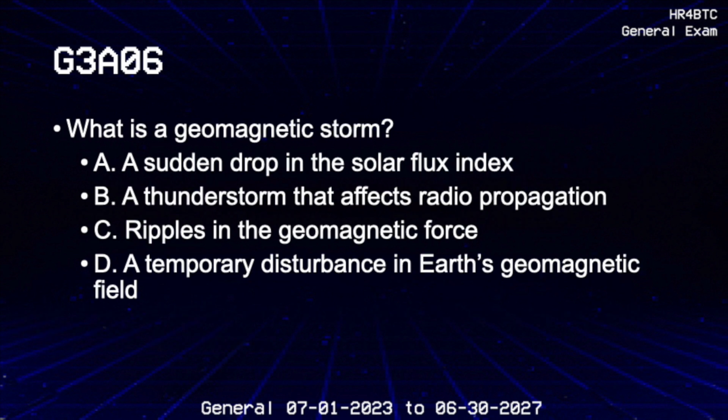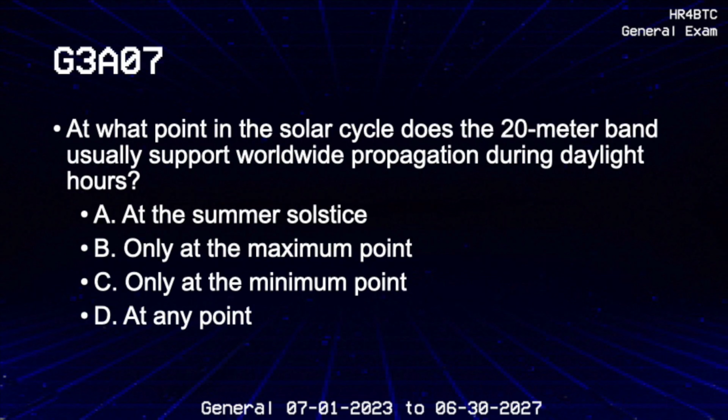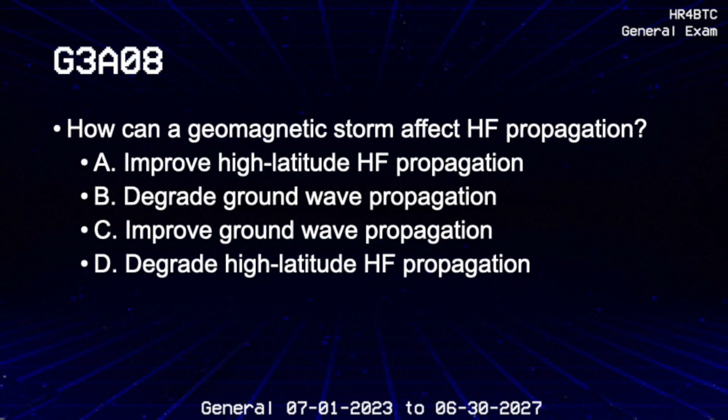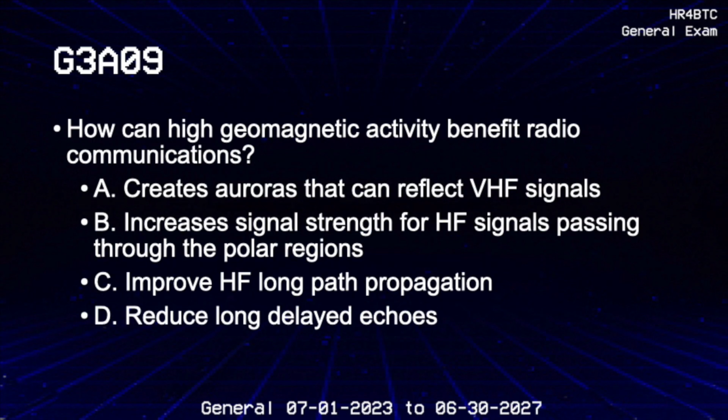What is a geomagnetic storm? A temporary disturbance in Earth's geomagnetic field. At what point in the solar cycle does the 20-meter band usually support worldwide propagation during daylight hours? At any point. How can a geomagnetic storm affect HF propagation? Degrade high-latitude HF propagation. How can high geomagnetic activity benefit radio communications? Creates auroras that can reflect VHF signals.